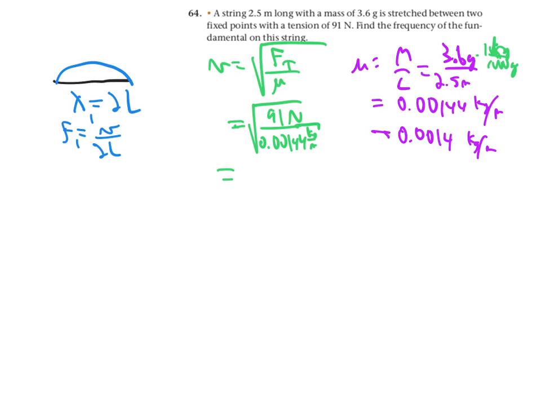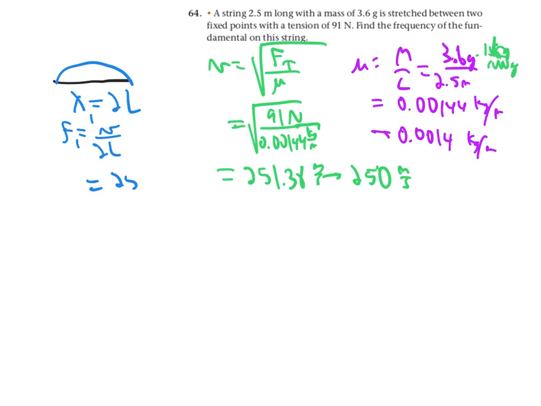91 over 0.00144 gives me a wave speed of 251.38 meters per second, which is really 250 meters per second.